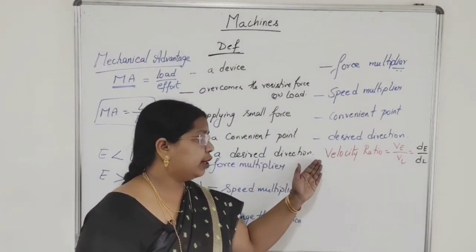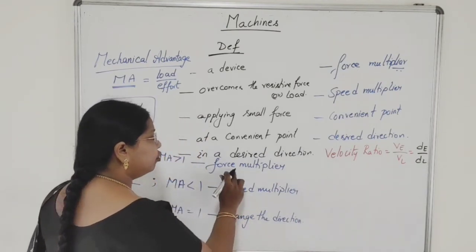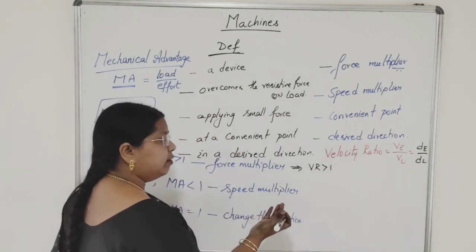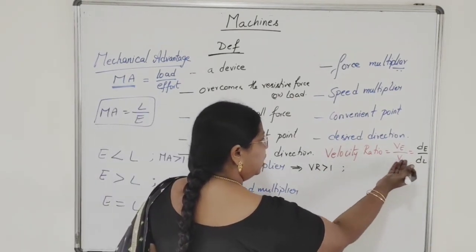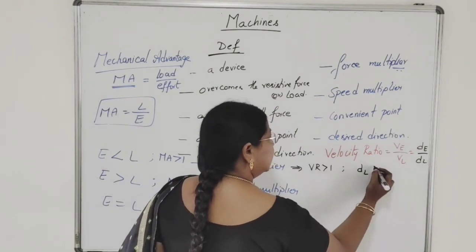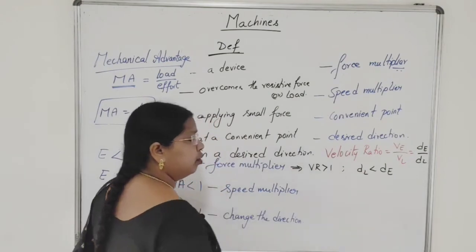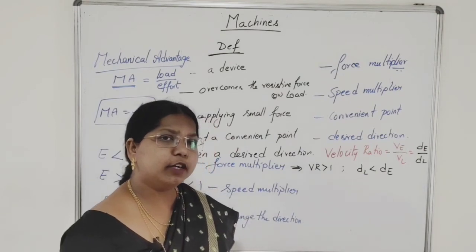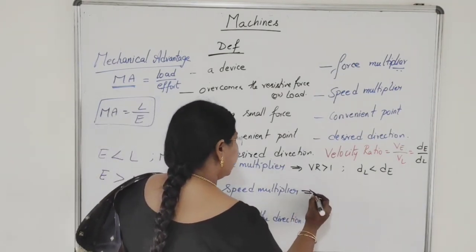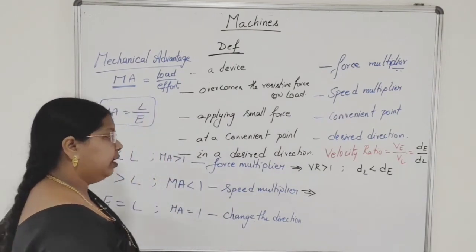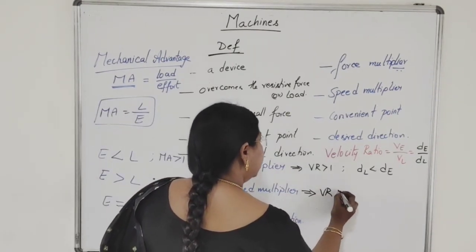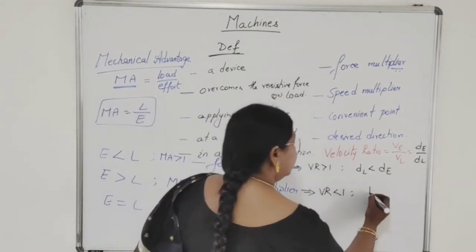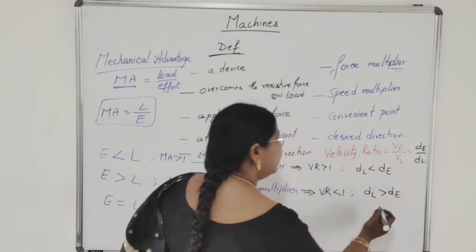Look here now. According to the velocity ratio, if it is a force multiplier, your velocity ratio is greater than 1. When will it be greater than 1? When your dl is less than de. Displacement of load is less than displacement of effort, or displacement of effort is greater than displacement of load. Then it acts as a speed multiplier when velocity ratio is less than 1. If velocity ratio is less than 1, displacement of load is greater than displacement of effort.